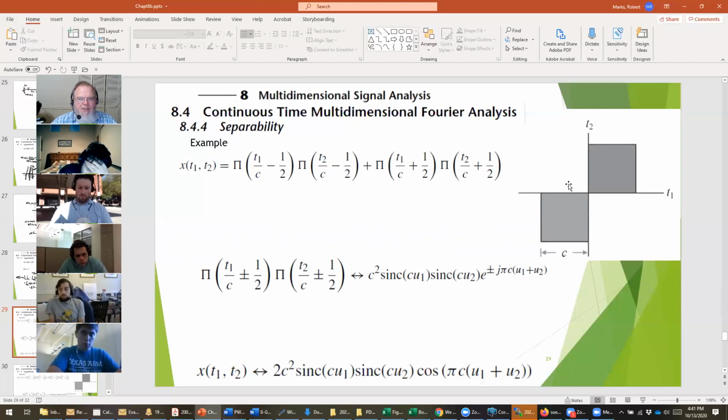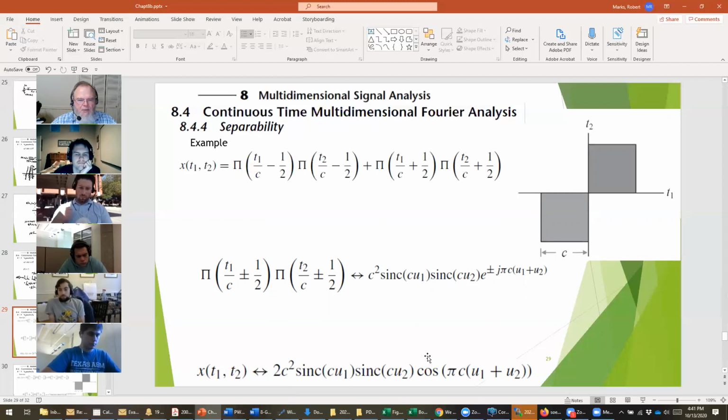If you use the plus, you get the rectangle in the third quadrant. If you use the minus, you get the rectangle in the first quadrant. And this Fourier transforms to this, and if you add them together, well, you get this as the Fourier transform. So we have used the separability theorem.